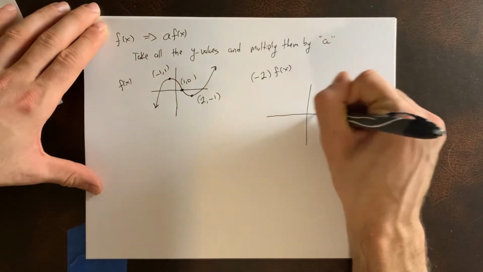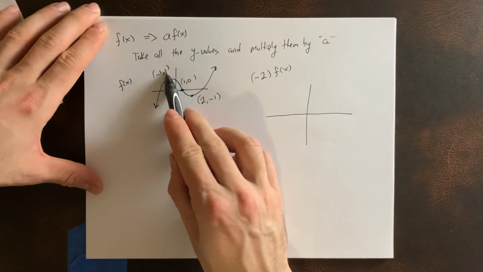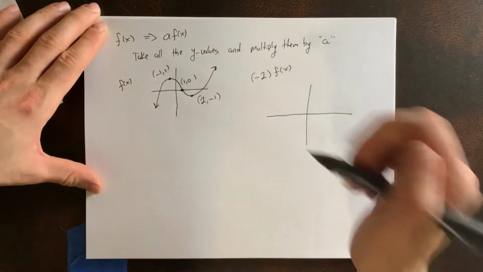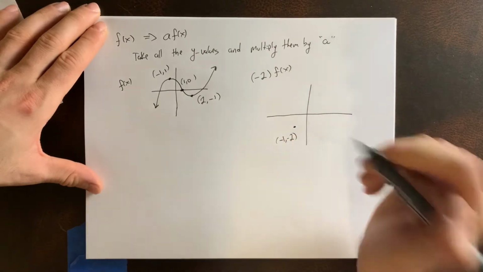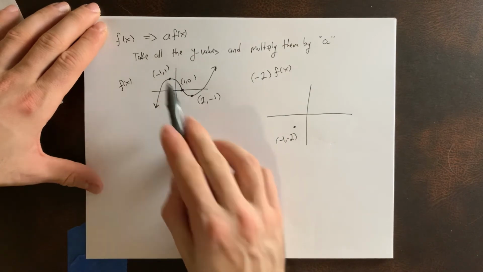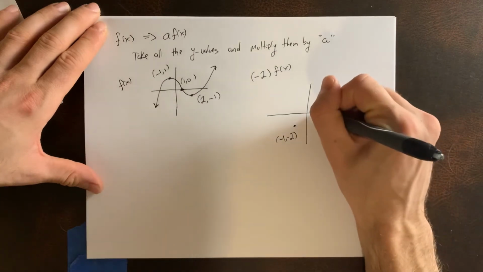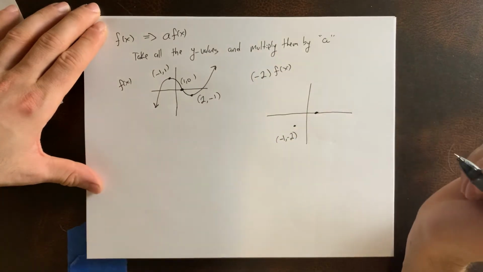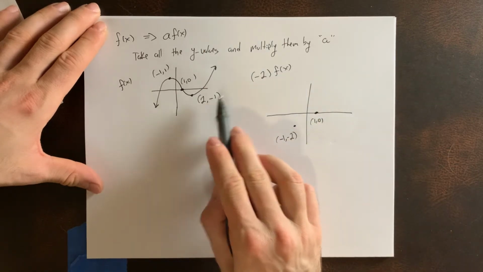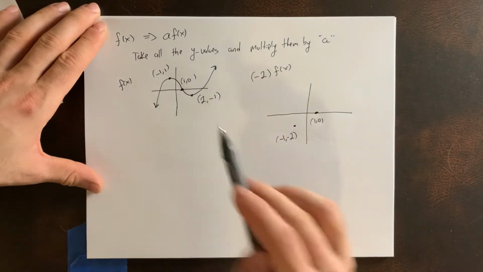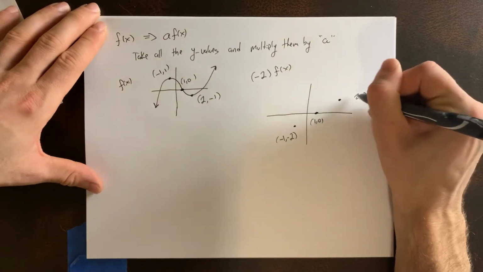So how's that going to change? Well, here's this point, -1, 1. If we multiply this 1 by -2, it turns into -2. So now that point's going to be down here, -1, -2. Again, because 1 times -2 is -2. This point is 0. If we multiply by 0, it's not going to change. So that point's going to stay still at 1, 0. This point is -1. If we do -2 times -1, we get +2. So then that point's going to move up here to 2, 2.